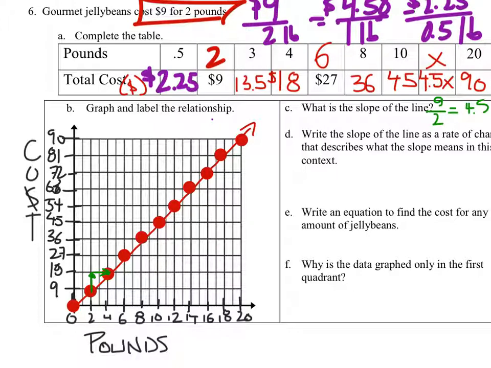When it asks for a rate of change, then we need to label these, because now we're looking at the context. So, write the slope of the line as a rate of change that describes what the slope means in this context. Let's use 9 over 2. Well, it was $9 for 2 pounds. Thank you. Okay? Now, if you wanted the decimal form of this, that would be fine. $4.50 for every 1 pound.